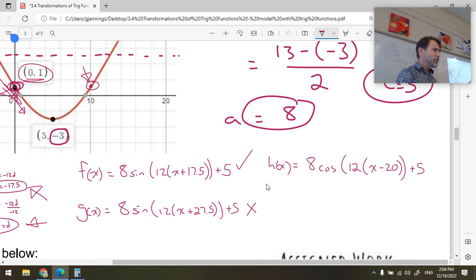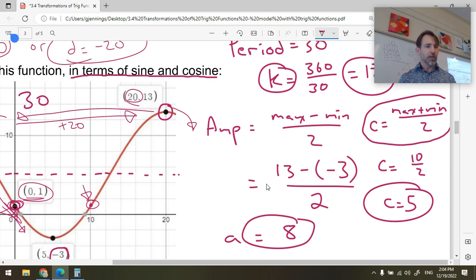You still can. Here, I'll do it with the equation stuff. If I didn't know this already, I would use the maximum. I can use the minimum too. 5, negative 3. Let's do that.